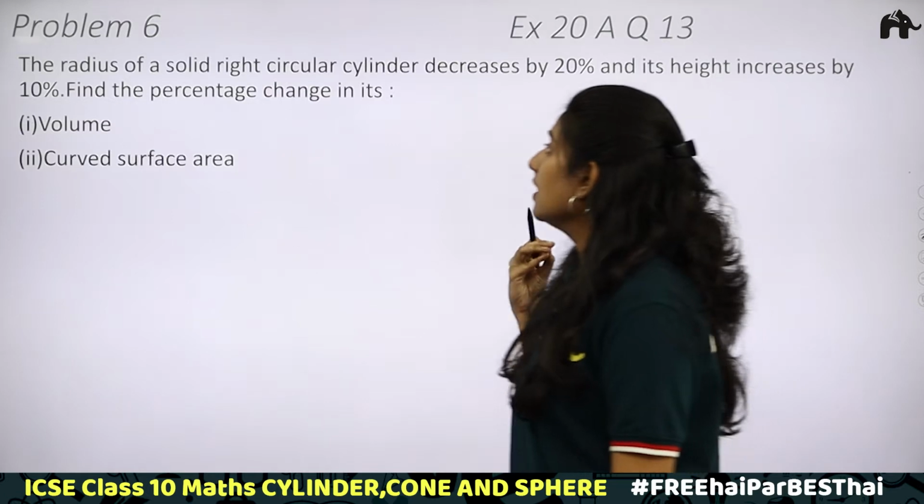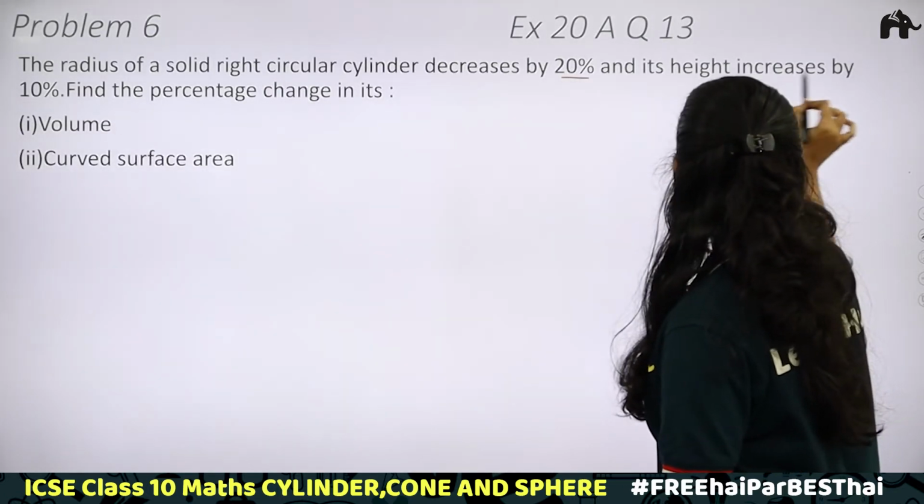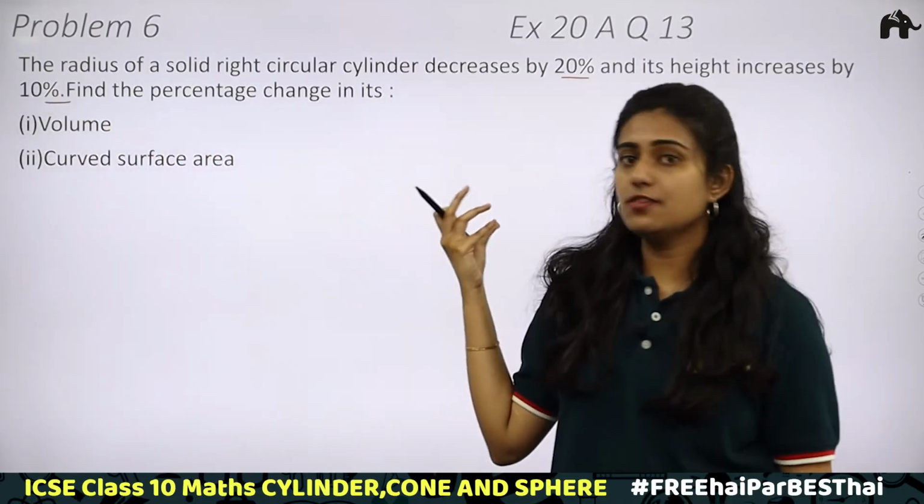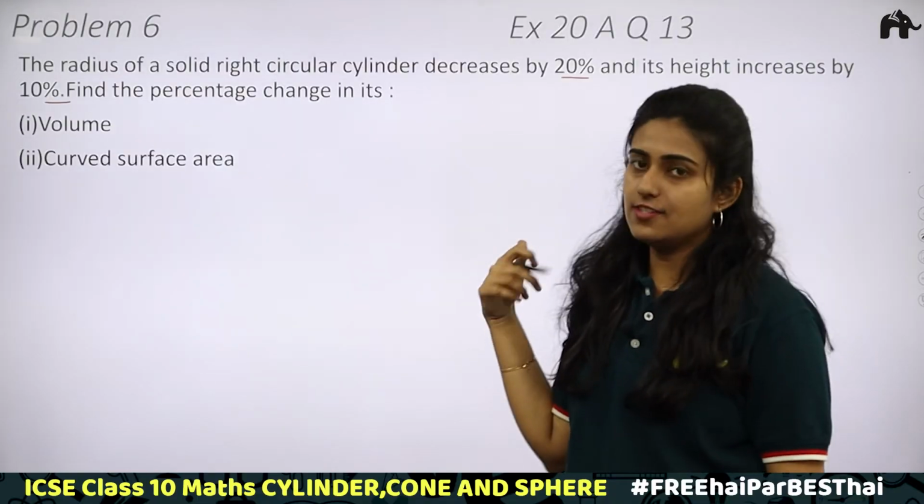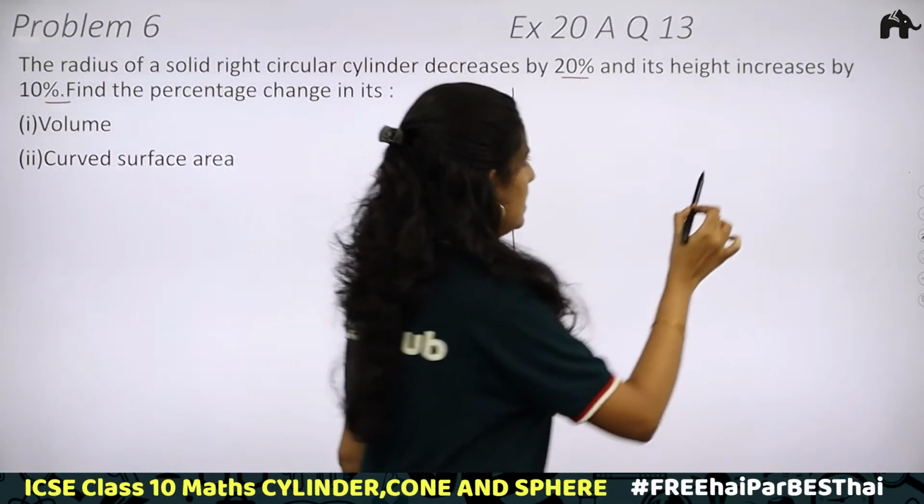Here, problem number 6, question 13 of exercise 20A. The radius of a solid right circular cylinder decreases by 20% and its height increases by 10%. Find the percentage change in its first one, volume, and the second, curved surface area.